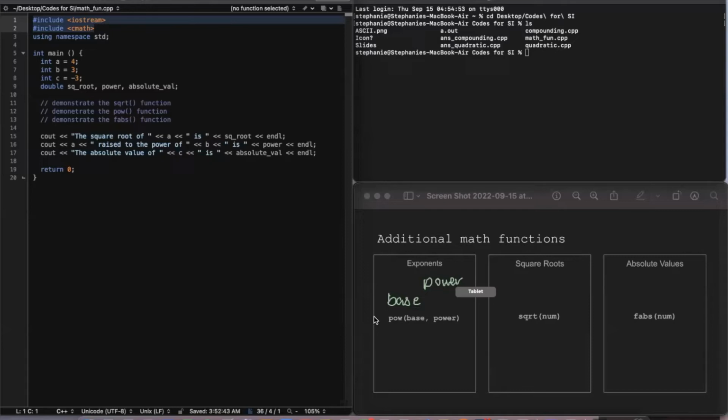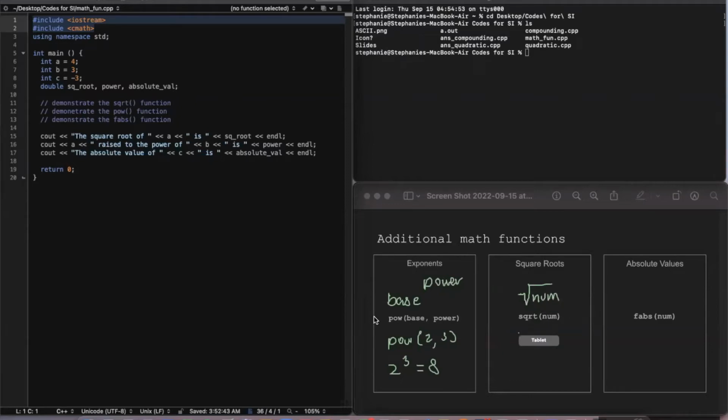So if I did pow(2, 3), this is going to be the same thing as 2 to the 3, which is going to be 8. That's how pow works. For square roots, whatever we put in the parentheses, we're going to just get the square root of that. So those two are equivalent.